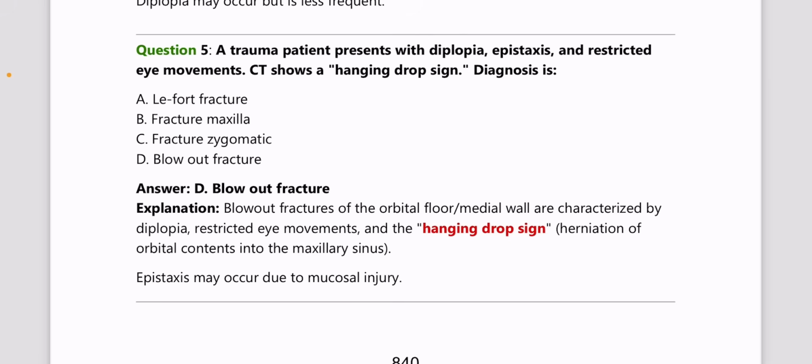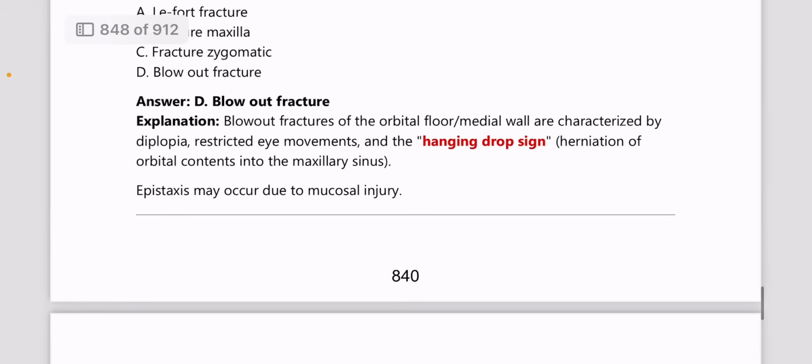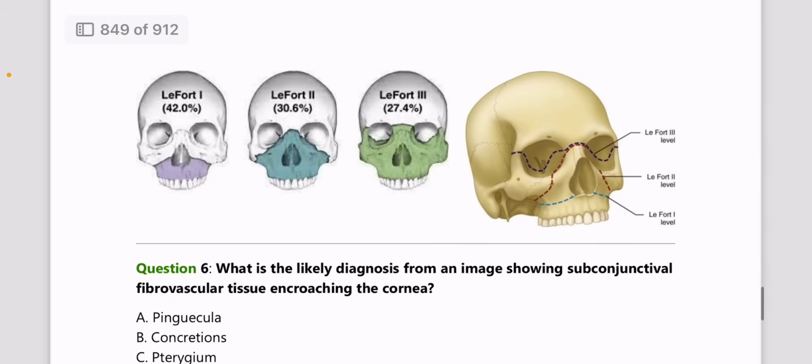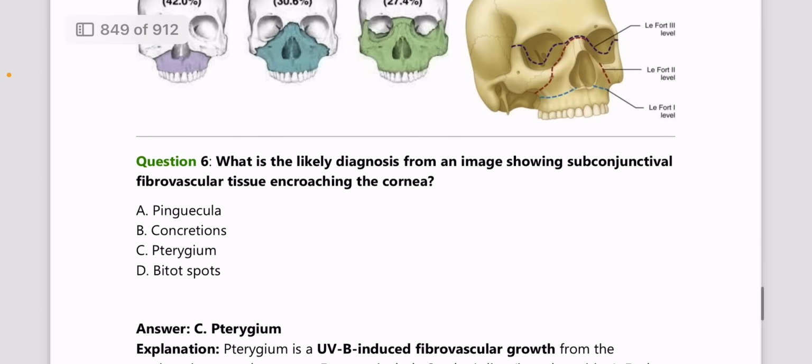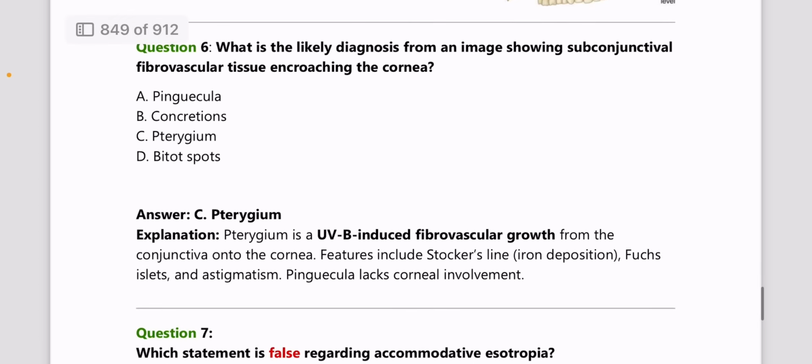Herniation of the orbital contents into the maxillary sinus causes the hanging drop sign, and epistaxis may occur because of the mucosal injury. So this is an image of the Le Fort fractures. All of these fractures are very, very important. Please learn them. Next, what is the likely diagnosis from an image showing subconjunctival fibrovascular tissue encroaching the cornea?